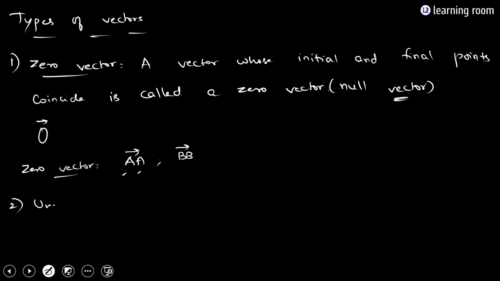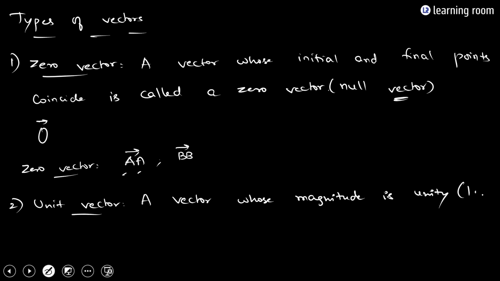Second is unit vector. A vector whose magnitude is unity, that is, one unit, is called a unit vector.